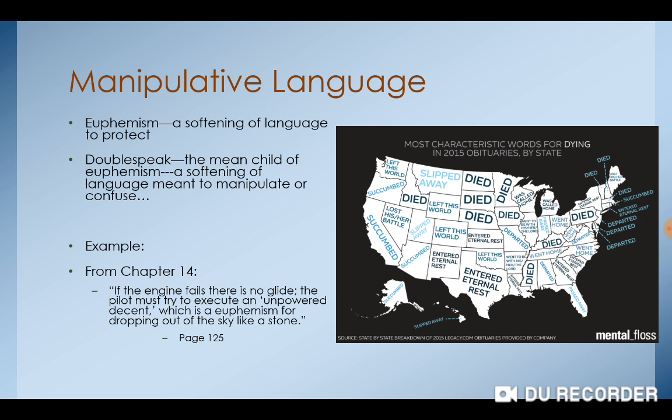Now, doublespeak, I always call it the evil stepchild of euphemism, because the idea is that it's still a softening of language, but now you're using it to manipulate your audience instead of protect them. So doublespeak is language that's supposed to confuse you. For example, a lot of lawyers use this kind of language. The military might use it. Politicians are going to use it all the time. Doctors, anytime someone's in a position where they may not want their audience to understand everything they're saying.